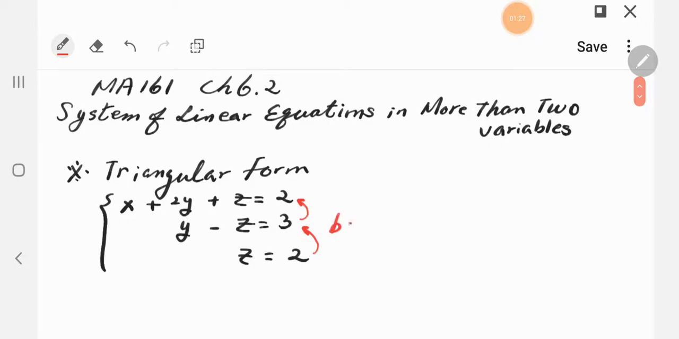So we call this back substitution. If we have three equations, then make sure the last equation gives the value for the z variable, and in the second equation we can find the value of the y variable. So make sure that the second and third equations have no x terms, and the third equation has none of the x terms and the y terms.